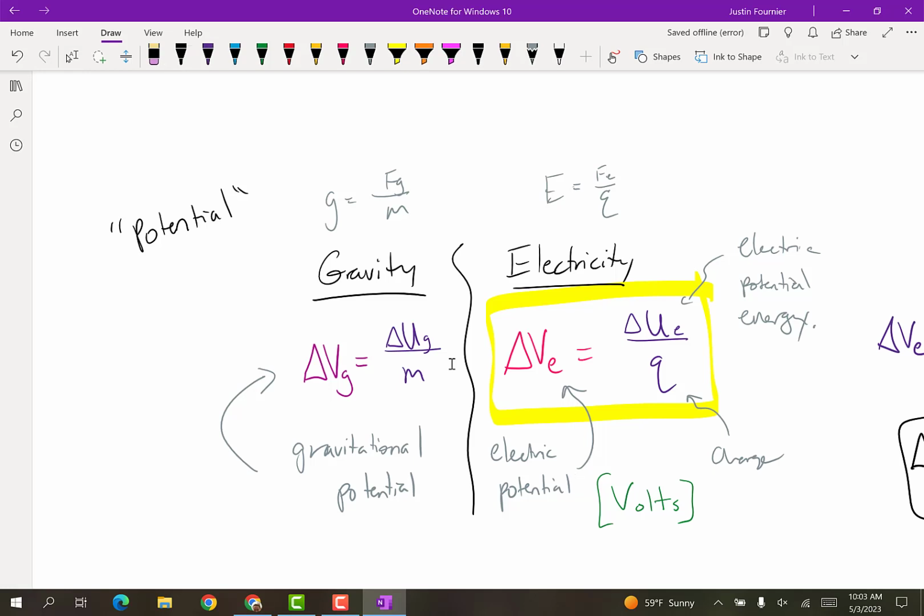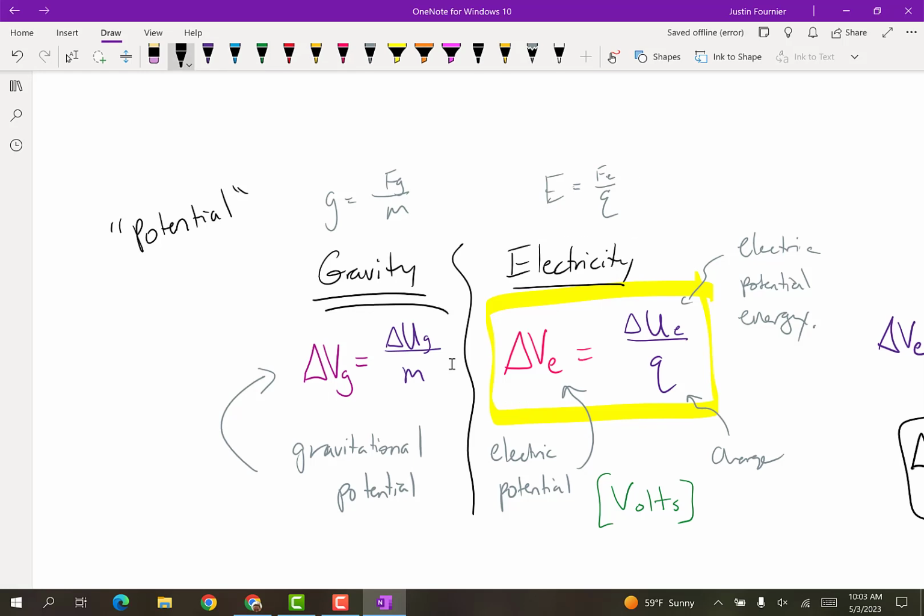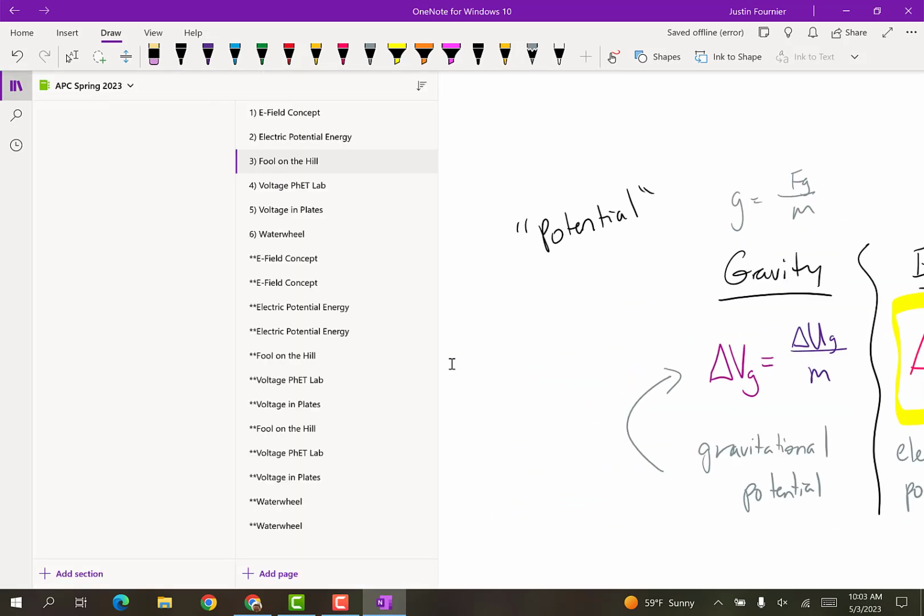So again, hopefully you can see the similarities, right? Electric field is the amount of electric force per charge. So electric potential is the amount of electric potential energy per charge. Just like the same idea that a gravitational field is the amount of gravitational force per mass. And then gravitational potential is the amount of gravitational potential energy per mass. Moving right along.